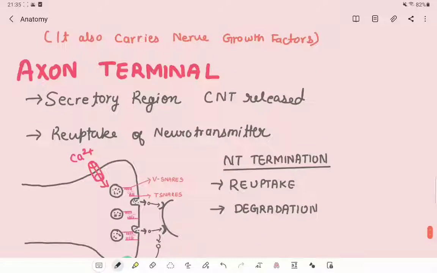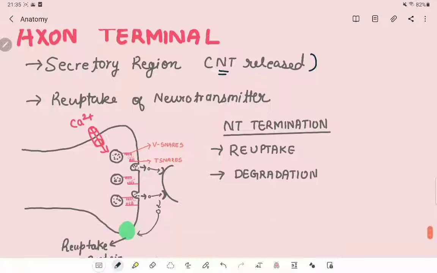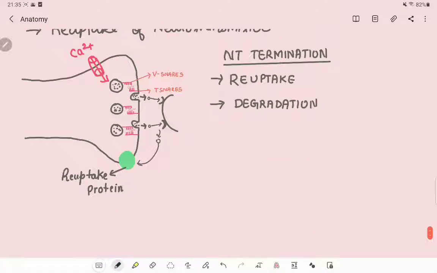Alright. So next, after the axon, let us move towards the axon terminal, which is very important. The axon terminal is the secretory region from where the neurotransmitter is released. This neurotransmitter is released. Alright. Reuptake of neurotransmitter also takes place here at the axon terminal, as we'll see, using the reuptake protein.